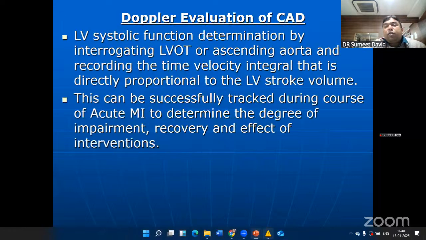So, Doppler evaluation of coronary artery disease: left ventricular systolic function is determined by interrogating the left ventricular outflow tract or ascending aorta and recording the time velocity integral, which is directly proportional to the LV stroke volume. This can be successfully tracked during the course of acute MI to determine the degree of impairment, recovery, and effect of interventions.